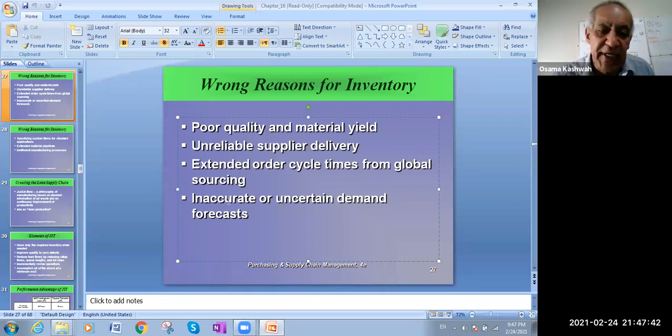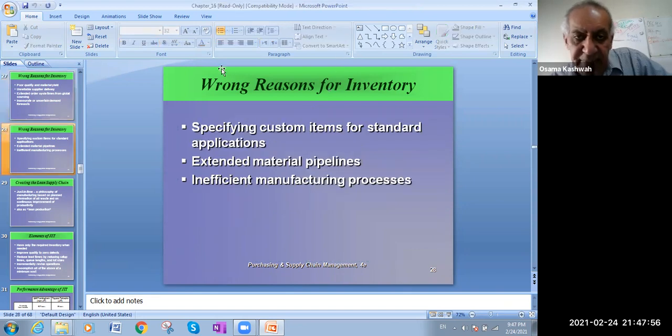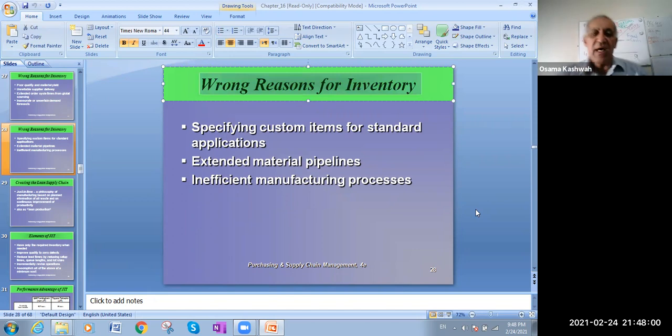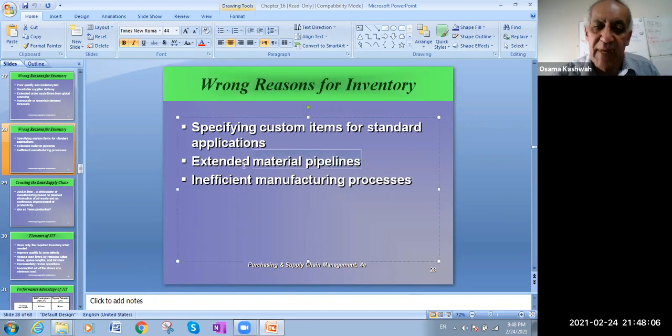This word inaccurate means more or less than you should need of inventory. This is also a wrong reason for inventory. You made a mistake in the inventory itself. We'll go to slide 28. Still, we are in wrong reasons for inventory. And we will see specification custom items of standard application, extended material pipelines, also inefficient manufacturing process.